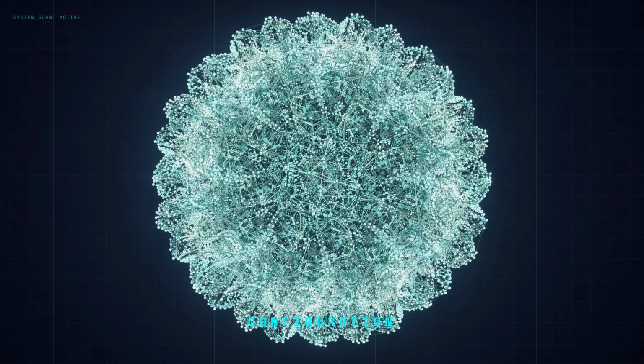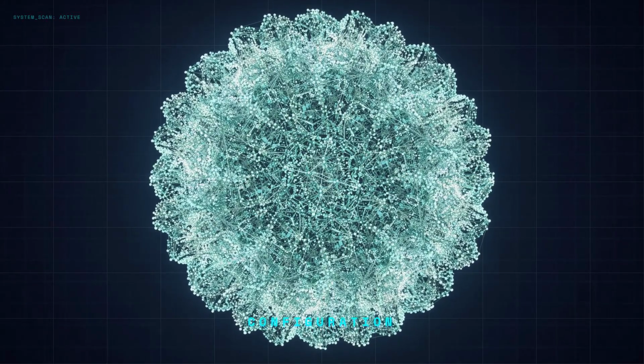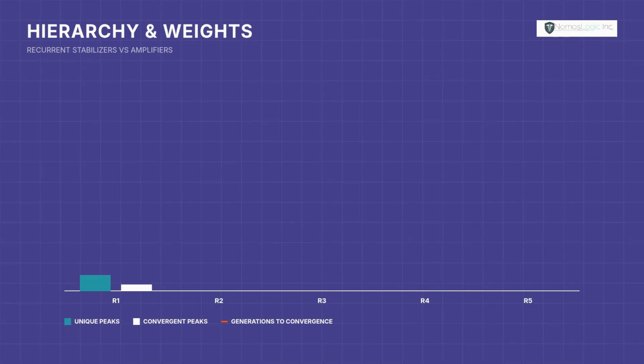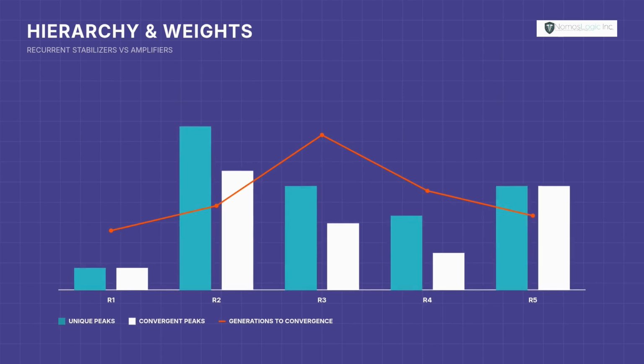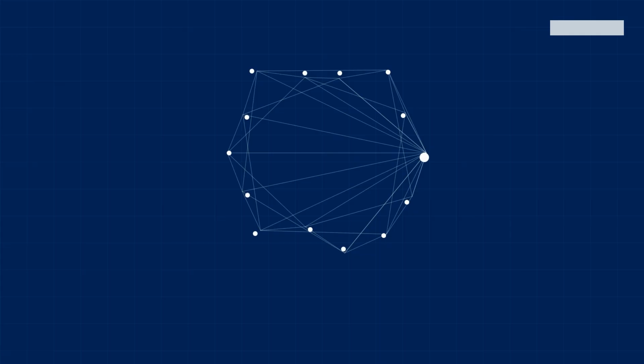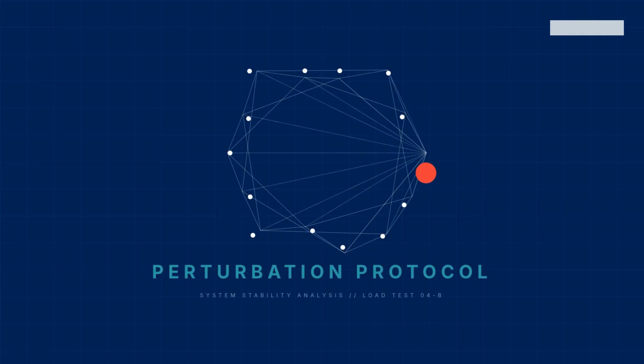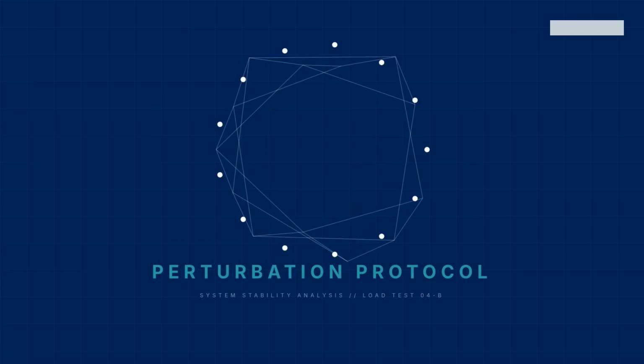Multiple configurations can satisfy the same biological constraints. Within these configurations, contribution weights are structured. Some variants are recurrent stabilizers, others are amplifiers, creating hierarchy even without a single point of failure. Architecture is revealed under load. Through the perturbation protocol, we exclude dominant variants to observe how the system responds.